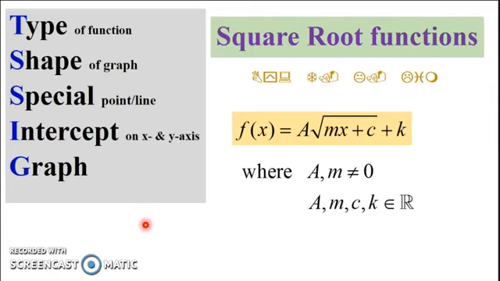Basically, I will split it into 5 steps when we do sketching for this graph. The first one is the type of the function, followed by the shape, the special points or line, the intersections on the x and y axis, and then at last we go graphing. Let's go through the details of each step before I go on with the example on the sketching.